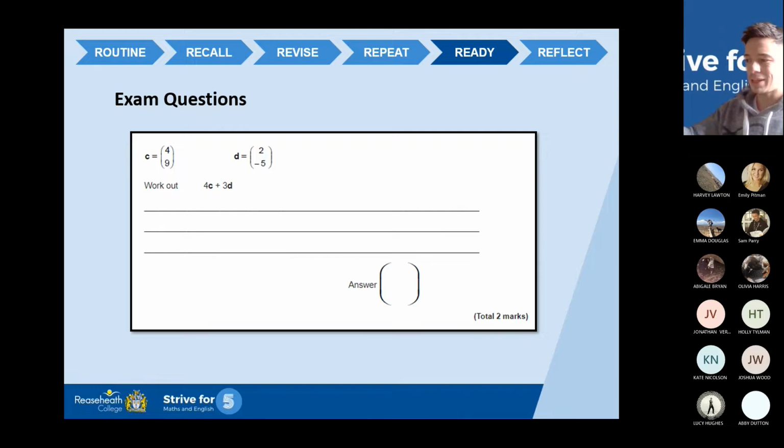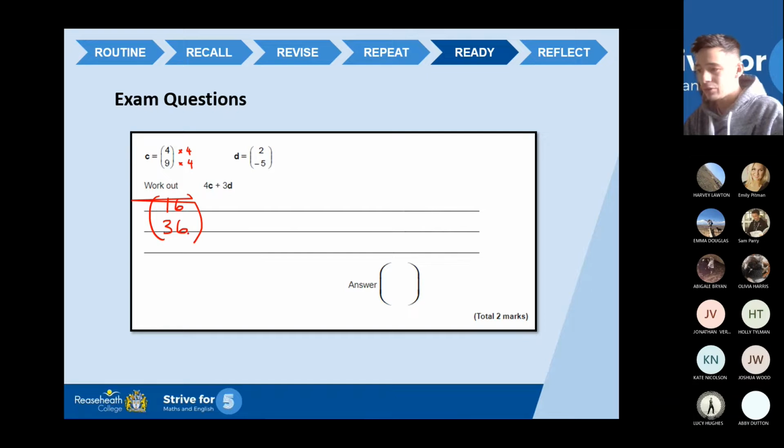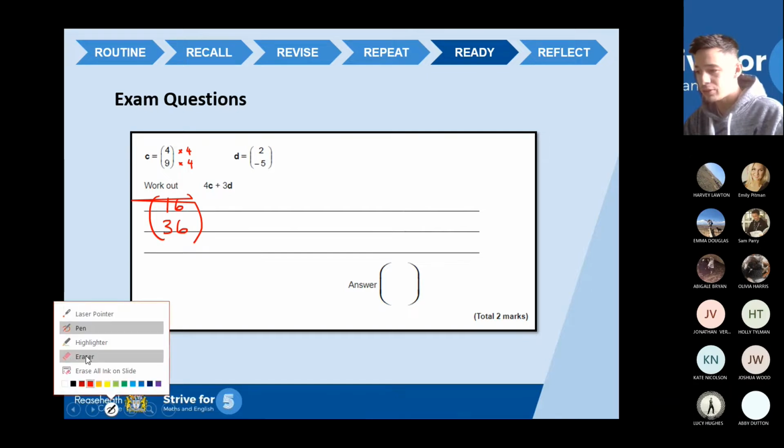Okay, so Lucy, what we need to do here is just look at what the question is asking. So we've got C, that vector is 4 and then a 9, and then D is 2 and then a -5. And it wants me to work out what is 4C plus 3D. So 4C, that wants me to times C by 4 first and foremost. I need to times those numbers by 4. So what is 4 times 4? Well, that'll give me 16. And then 9 times 4 is 36. So 4C as a new vector would be 16 and then 36.